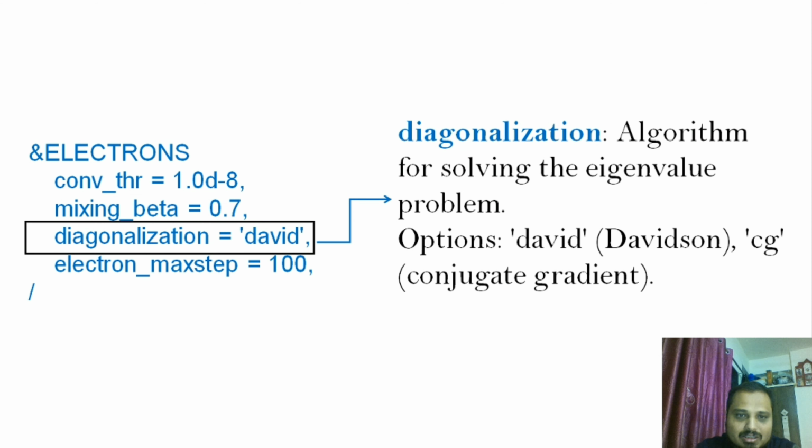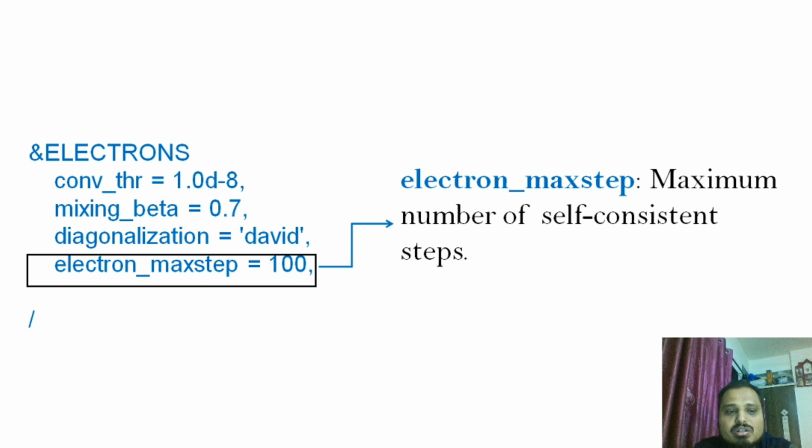Okay, next parameter is electron max steps. This parameter tells how many iterations of self consistency calculation will be performed. If you are specifying 100 over here, in that case it will perform 100 self consistency cycles. If you are writing 200, then in that case it will perform 200 SCF cycles.